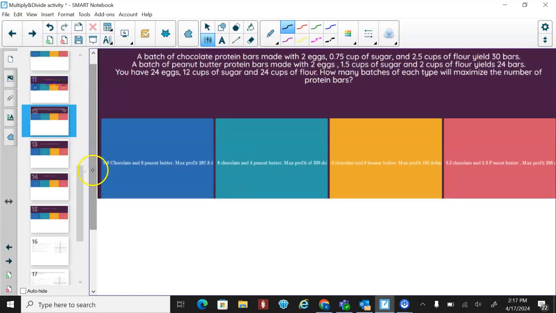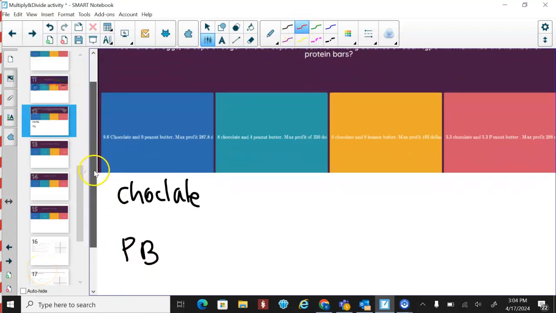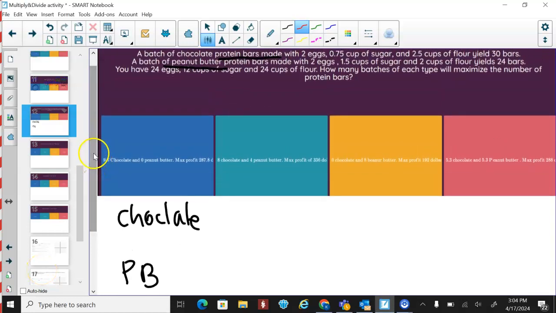Okay, so it says a batch of chocolate protein bars, and you have a peanut butter. So you got protein bars, chocolate, and peanut butter. So I can say that, again, the chocolate is my x, and my peanut butter is my y bars, okay?